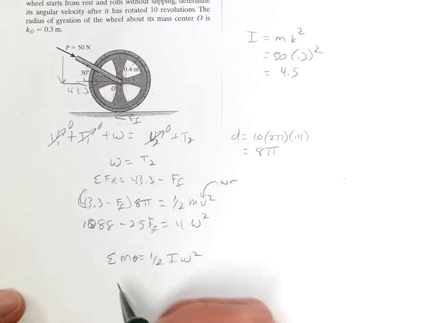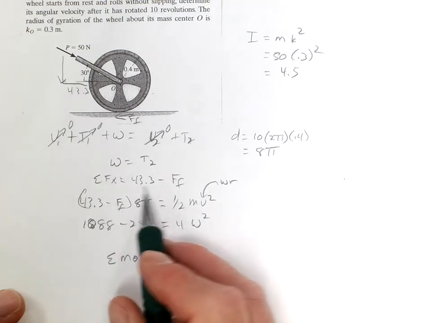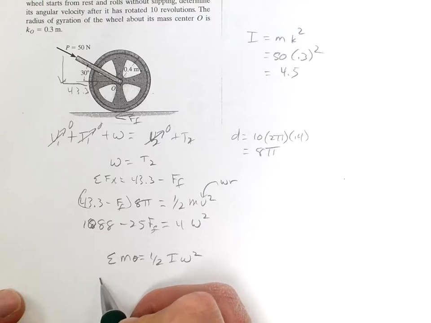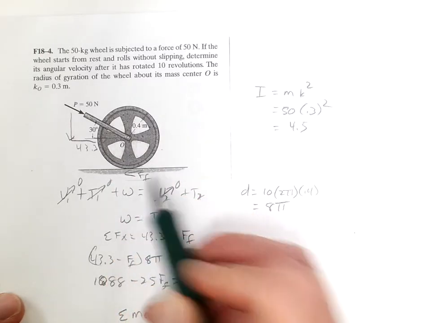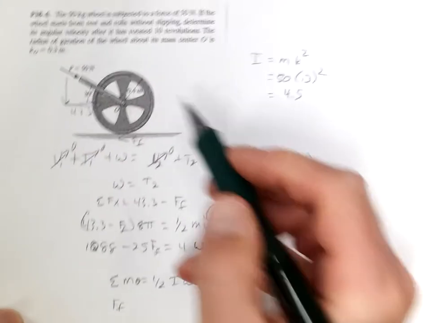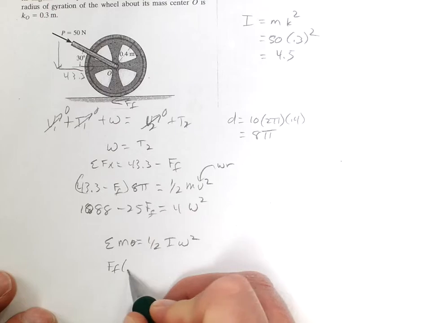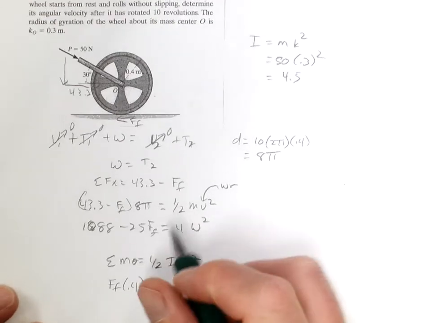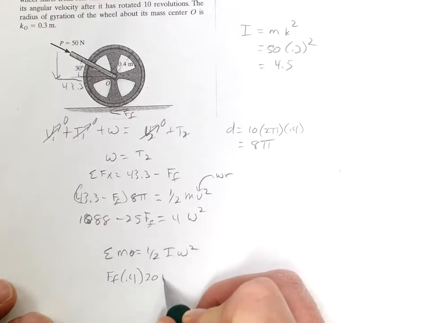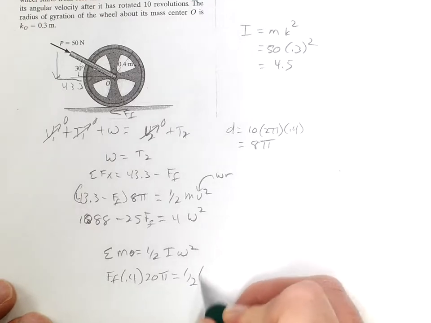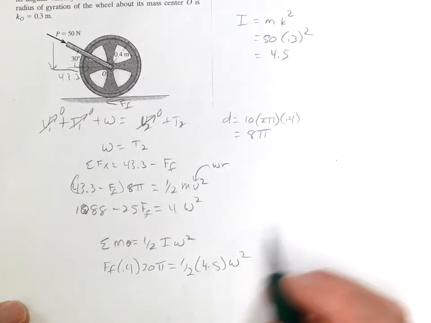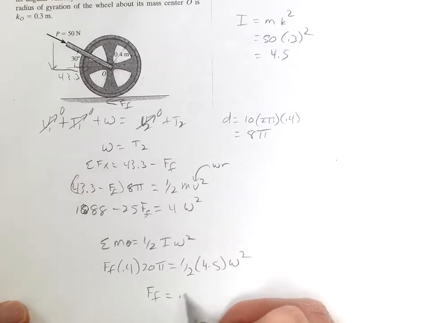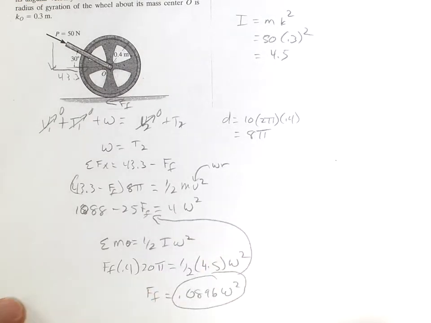Okay. So now the sum of the moments is the force causing it to rotate, and that's the force of friction. So we're going to use the force of friction times the distance, 0.4, times the angle of rotation, 10 revolutions, so that's 20 pi. That equals 1/2 I, 4.5, omega squared. So solving this equation, we get the force of friction is equal to 0.0896 omega squared.